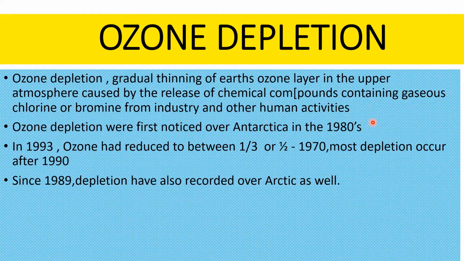Signs of ozone depletion were first noticed over Antarctica in the 1980s, that is the hole in the ozone layer. Thinning of the ozone layer happens during winter in polar lands. By 1993, ozone had been reduced to between one half and one third of the amount present in 1970, with most depletion occurring after 1990.